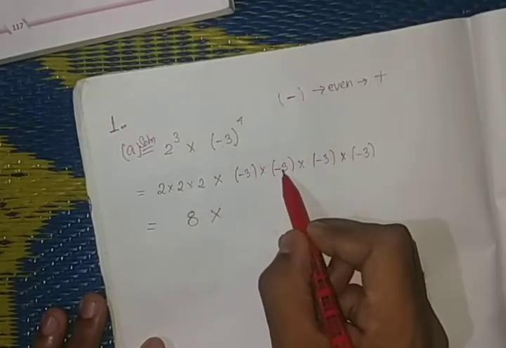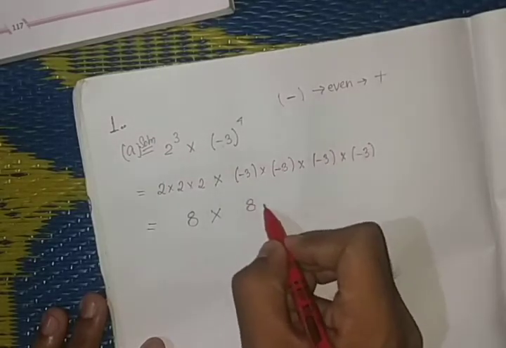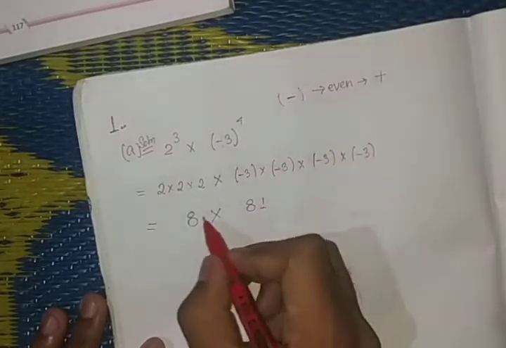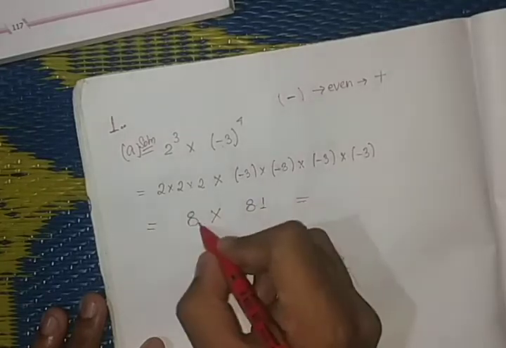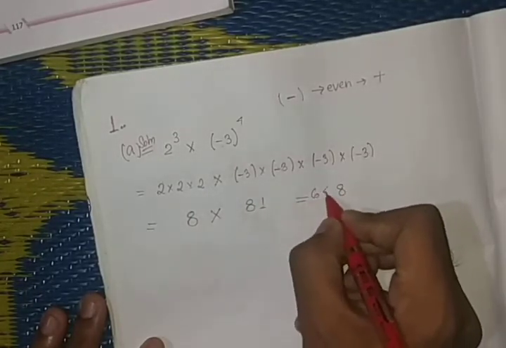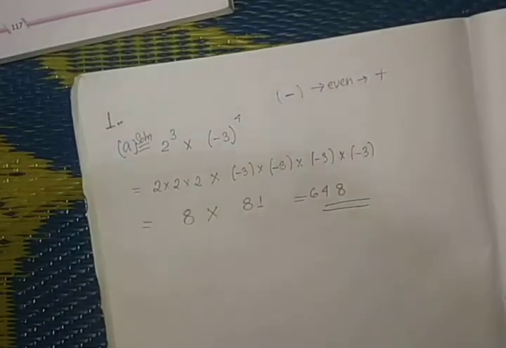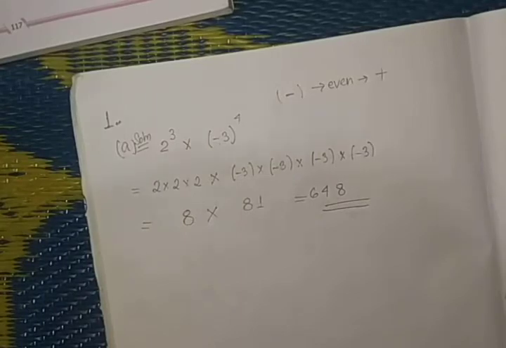3 3s are 9, 9 3s are 27, 27 3s are 81. And when these two will be multiplied, we will be getting 8 1s are 8 and 8 8s are 64. So this will be the final answer for question number 1. And let's see question number B now.